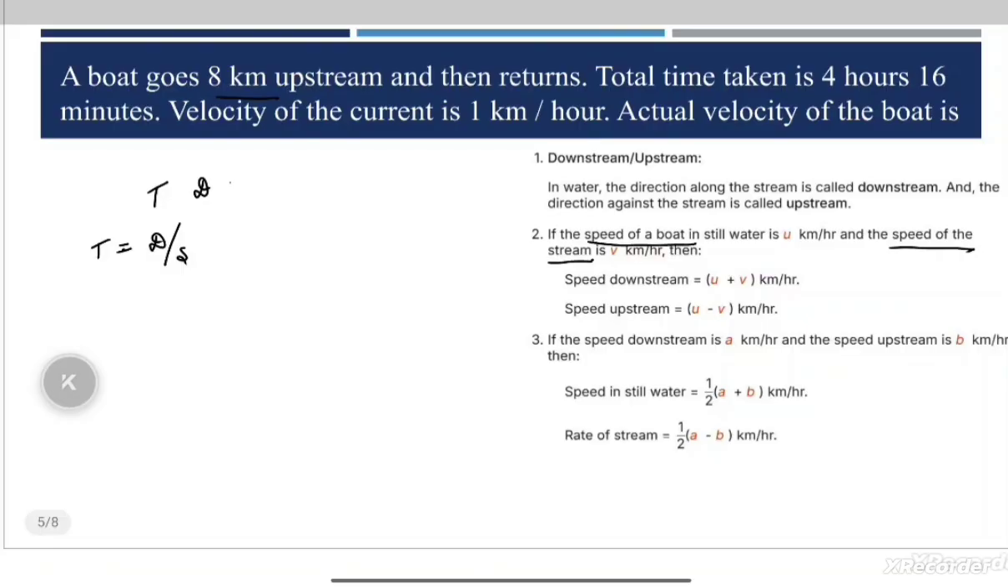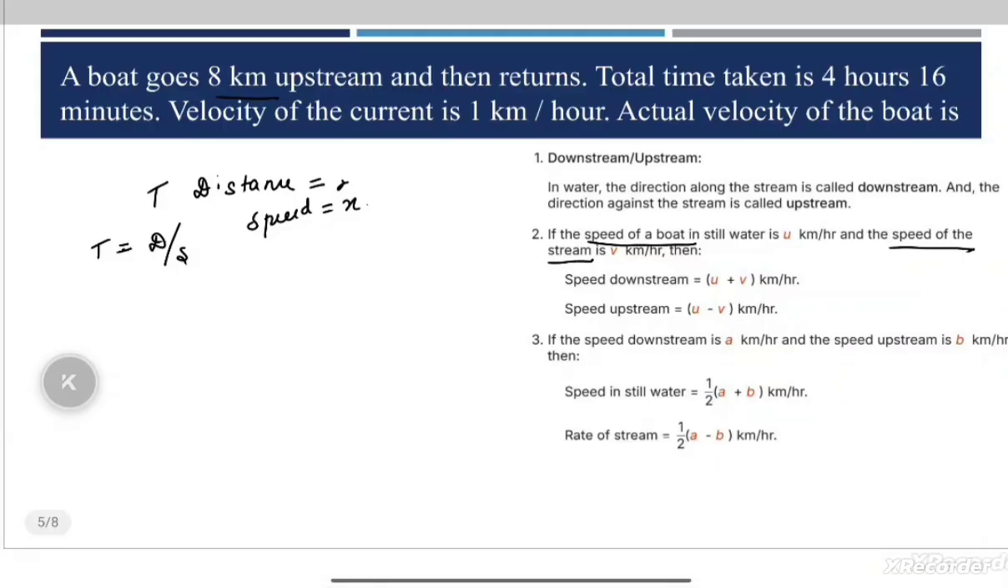Okay, so for that, what you know is that time is equal to distance by speed. So you are given, a boat goes 8 kilometers upstream, then returns, means he's going 8 kilometers up, and that 8 kilometers only he'll come down. Okay, so the distance is fixed. When you read the question, you know that distance is equal to 8. And what is the speed? Since I don't know the speed, I'm just fixing the speed as x. Okay, so now I have to write what is the speed downstream and speed upstream.